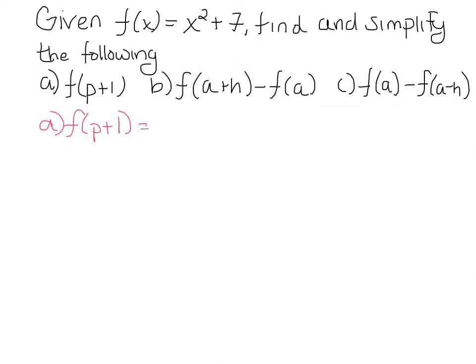What we want to do is replace x with p plus 1. Since we have x squared plus 7, we now have p plus 1 squared plus 7. Now I want you to remember that p plus 1 squared is the same thing as p plus 1 times p plus 1. Please do not confuse p plus 1 all squared with p squared plus 1 squared. That's not the same thing, okay? So I'm going to go ahead and write this out.